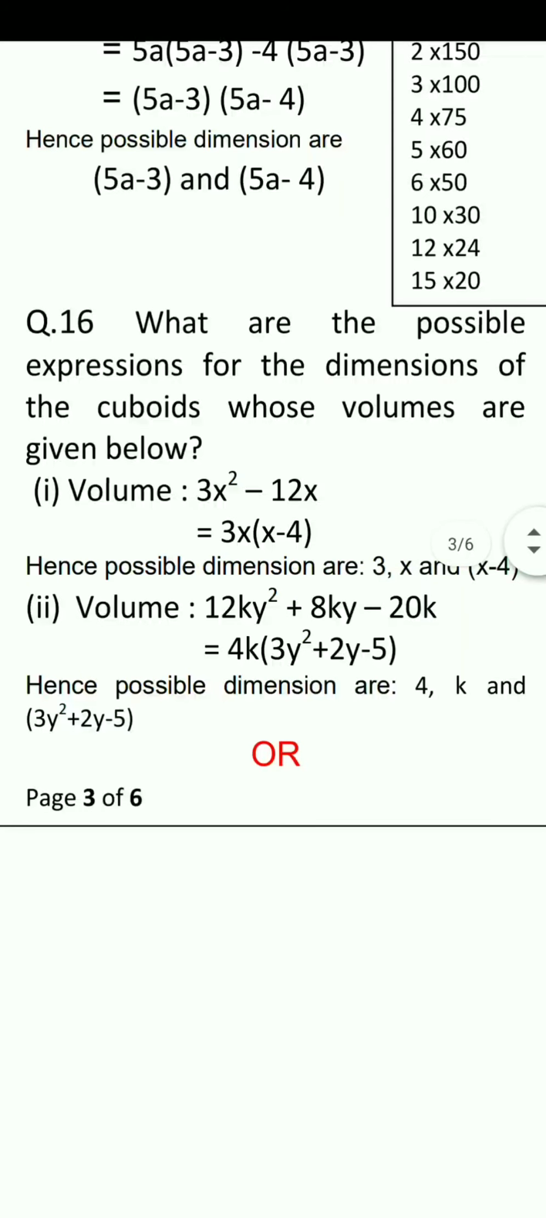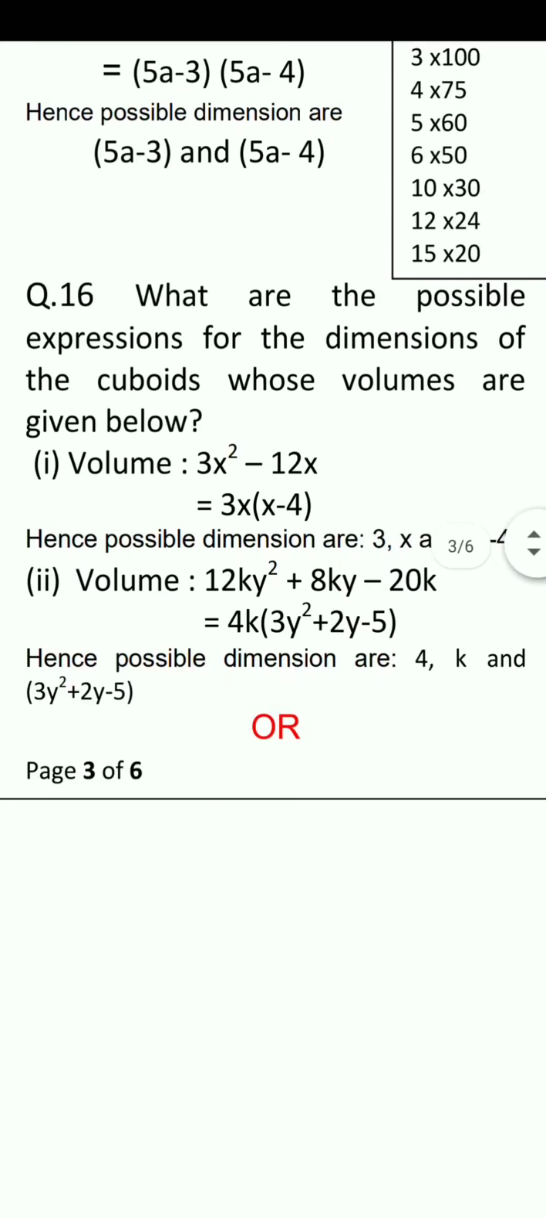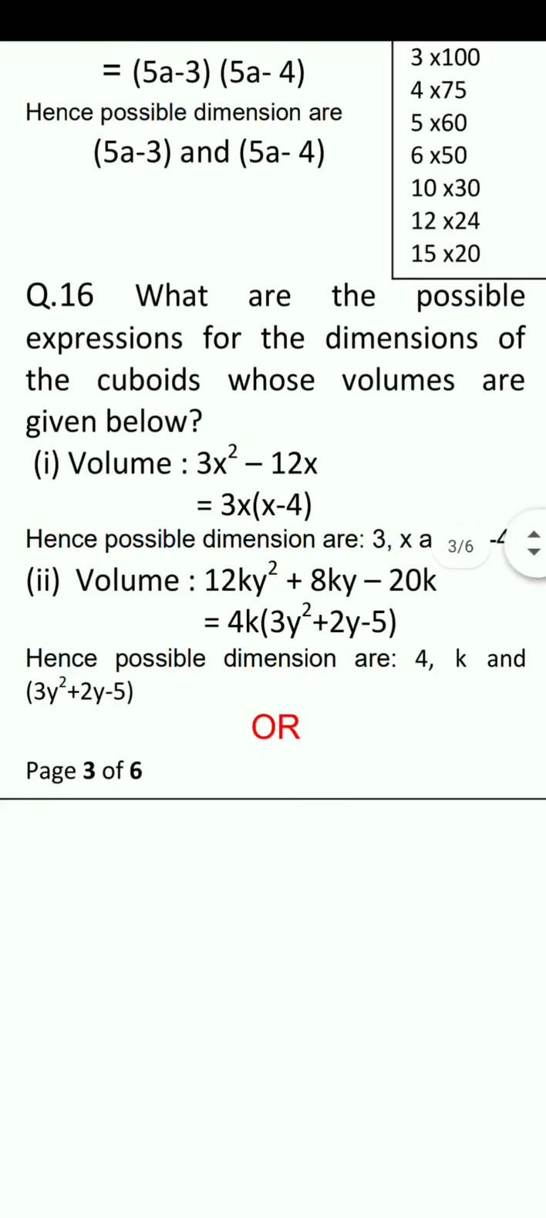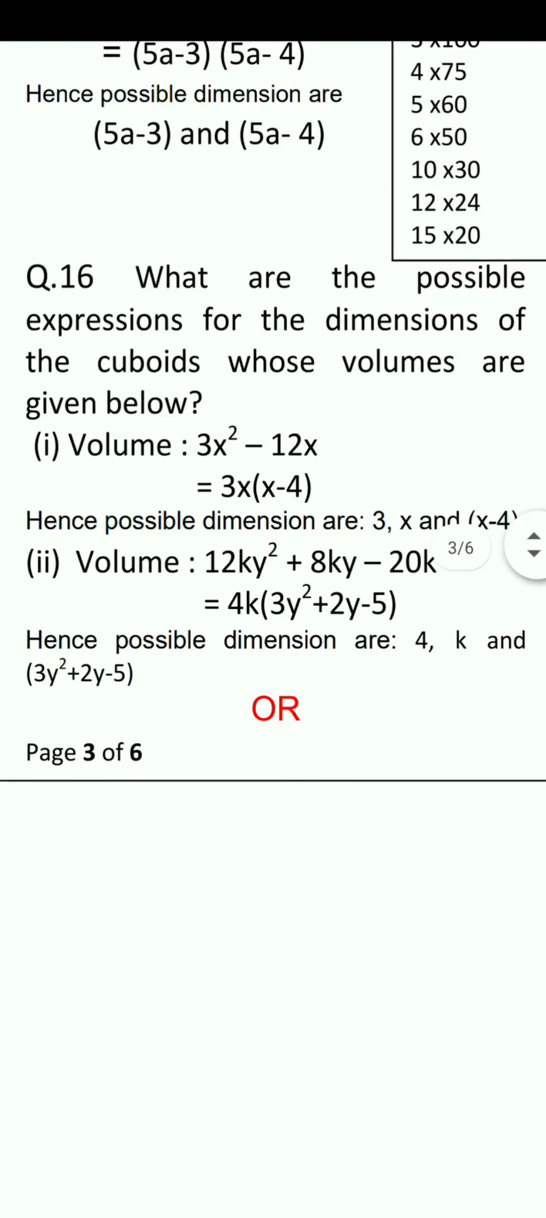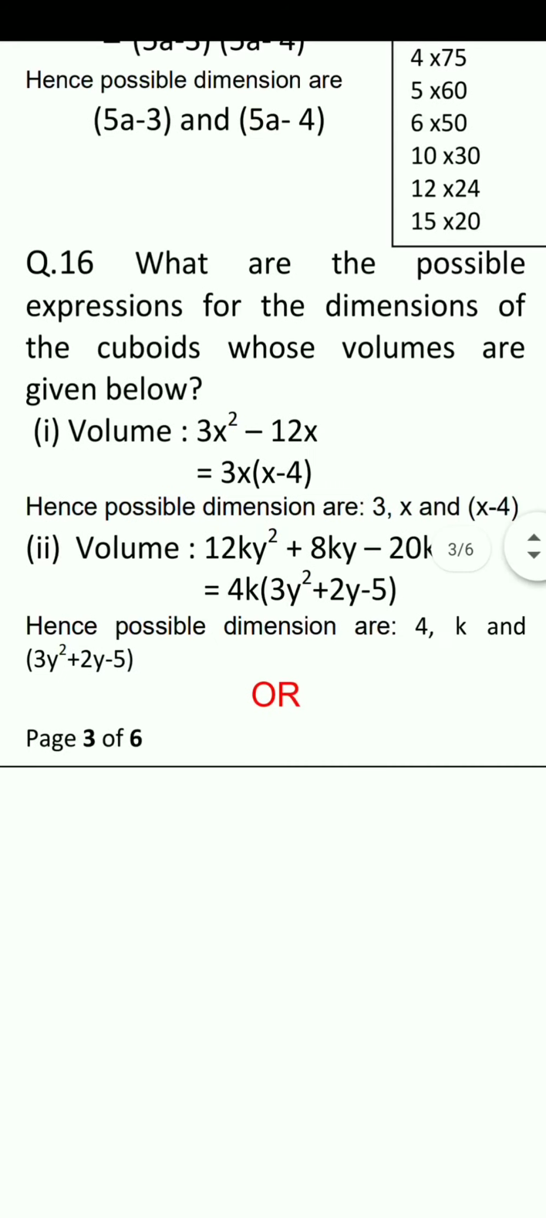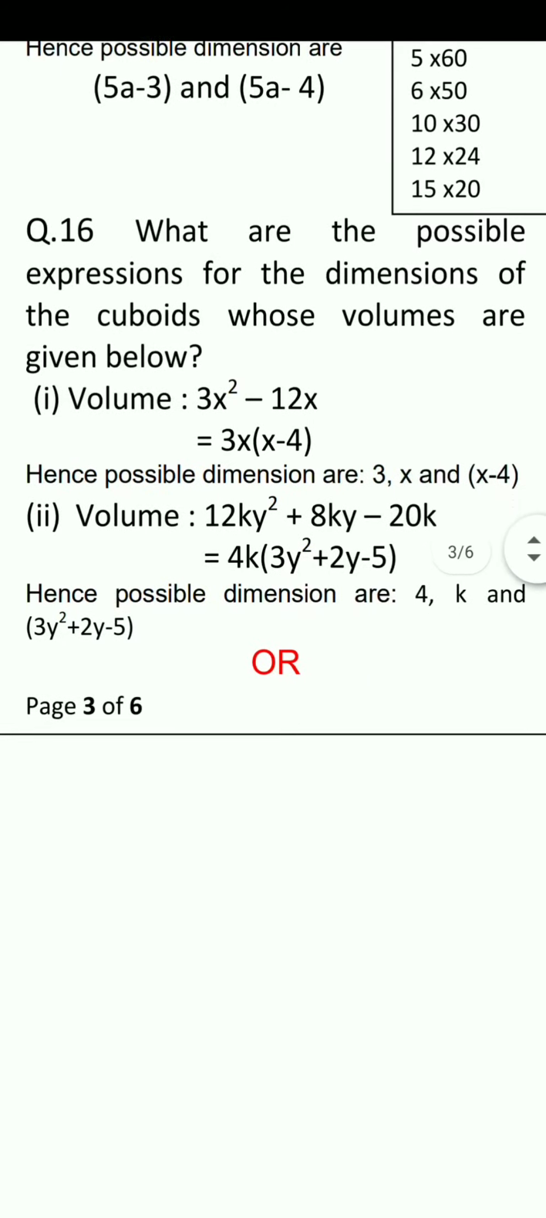Now second part, volume is 12k y square plus 8k y minus 20k. Here this also will factorize by taking common factor. So what is common factor here? 4k. 4 is common in all the three and k is also common. So 4k bracket 3y square plus 2y minus 5. Hence possible dimensions are 4, k and bracket 3y square plus 2y minus 5.